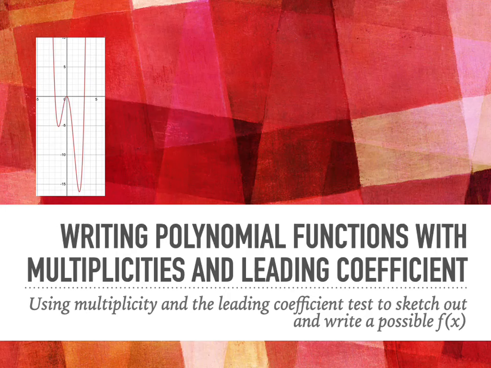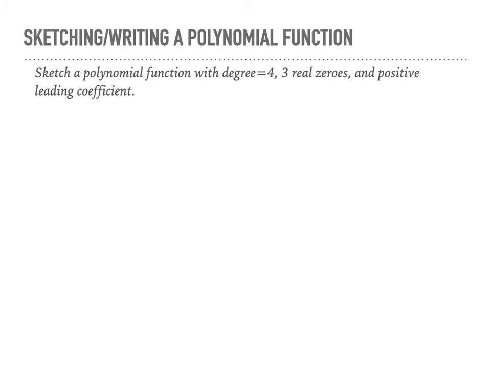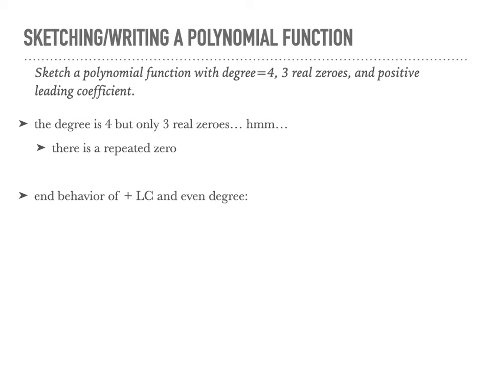Today we'll be discussing how to write polynomial functions using the concept of multiplicities and the leading coefficient test. Let's say we have to sketch a polynomial function with a degree of 4, 3 real zeros, and a positive leading coefficient. So we know the degree is 4, but there's only 3 real zeros. So we can therefore conclude that there must be a repeated 0.